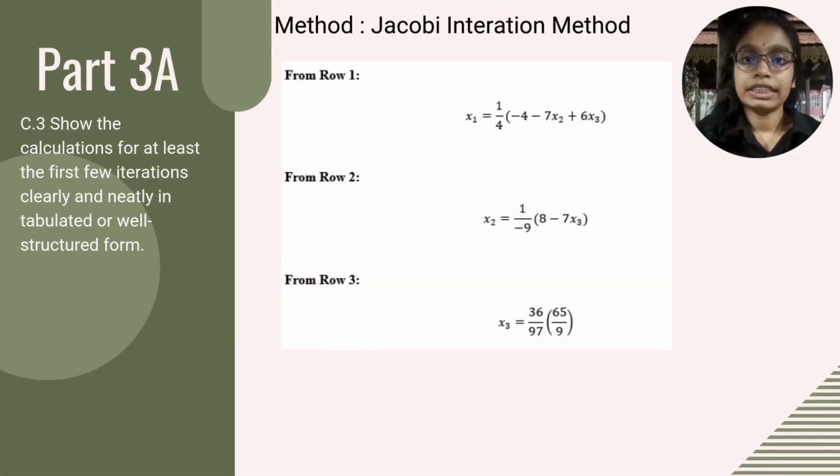Now we have to rearrange our REF equations for Jacobi. From the first row, we get x1 = 1/4 (-4 - 7x2 + 6x3). From the second row, we get x2 = 1/(-9) (8 - 7x3). From the third row, we get x3 = 36/97 times 65/9.